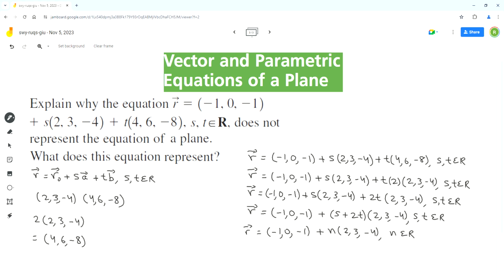There's a very important concept we need to understand and memorize about the vector equation of a line and plane. In the equation of a line in vector form, there is only one direction vector, and in the case of a plane, there are two non-collinear direction vectors. So we can conclude. So this should be the final answer for the second part.